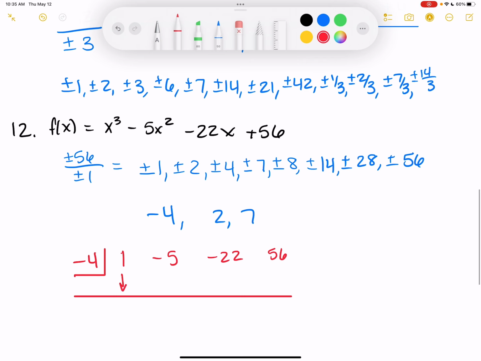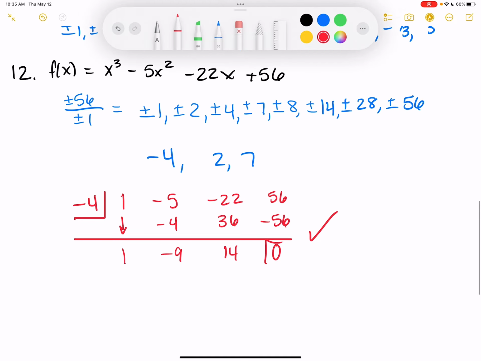So bring down the 1, negative 4, negative 9, is that 36? Sure. 14, negative 56, 0. Boom, that one works. Oh my god, I forgot to. It works. Then we're going to do it with 2. And just as an FYI, this is a cubed function, so there should be 3 zeros. If it was a fourth function, there should be 4, and so on and so forth.